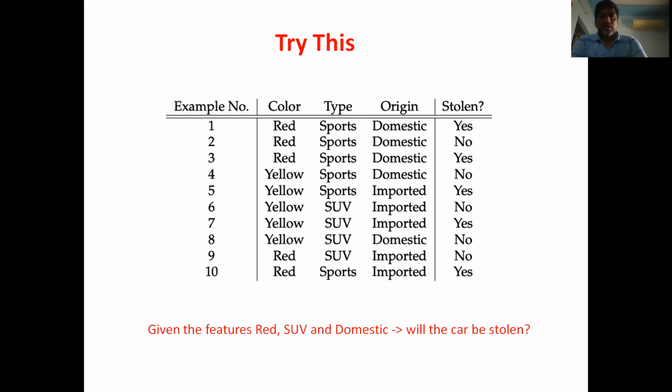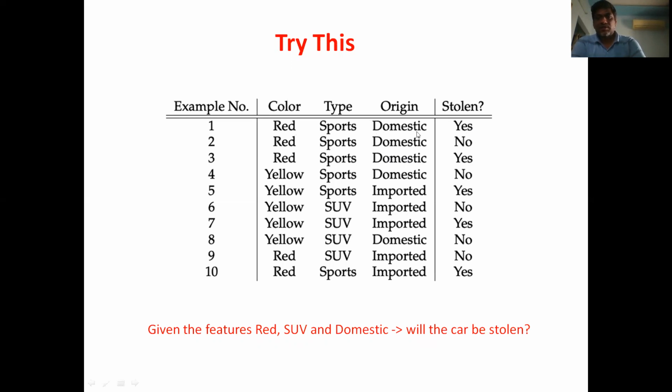It's given 10 samples again. There are three features given: color, type, and origin. Color is either red or yellow. Type may be either sports or SUV. And origin is either domestic or imported. Okay, there are two classes over here: whether the car can be stolen, with these input features, is also given, either yes or no.